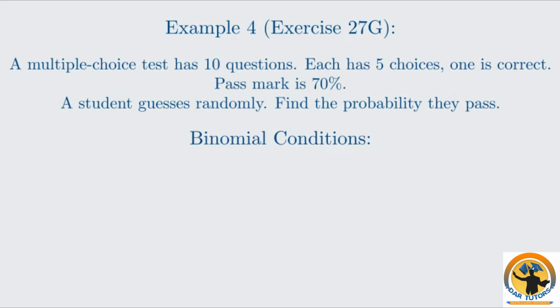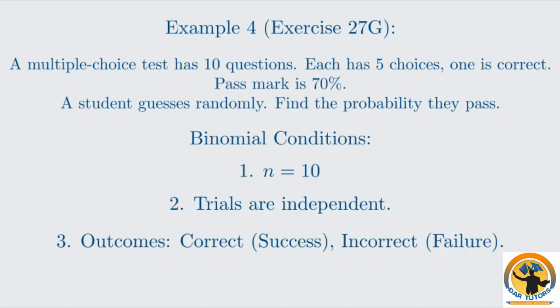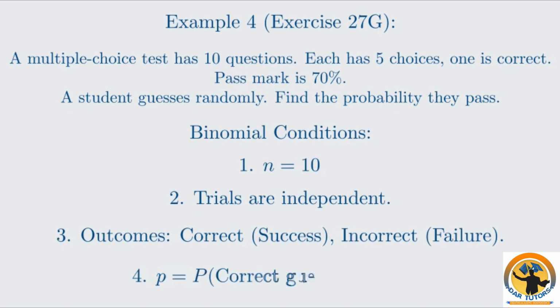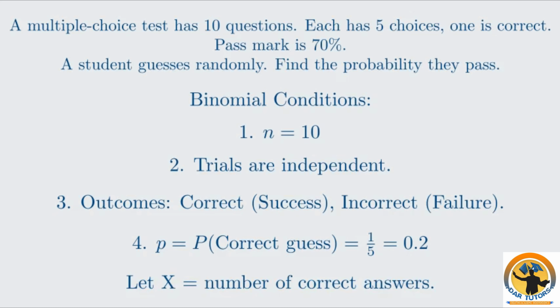First, we check the binomial conditions. Fixed number of trials? Yes, 10 questions. Independent trials? Yes, guessing one question doesn't affect the next. 2 outcomes? Yes, correct or incorrect. Constant probability of success? Yes, for each question, the probability of guessing the correct answer is 1 out of 5, or 0.2. Let X be the number of correct answers.